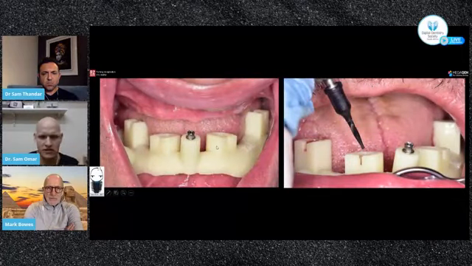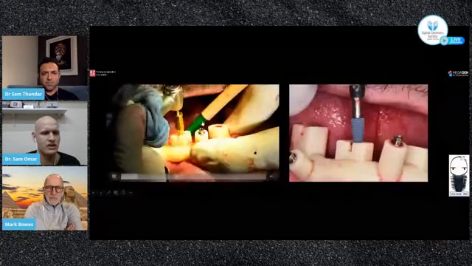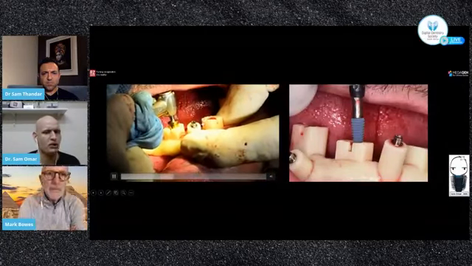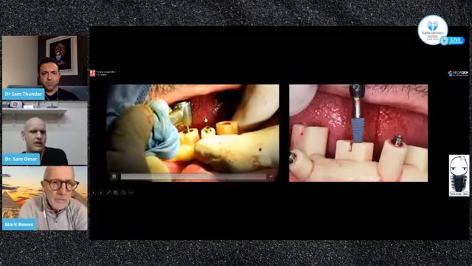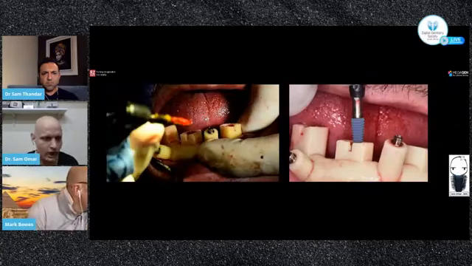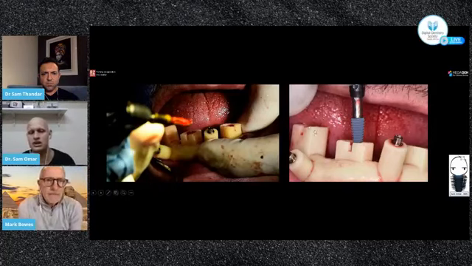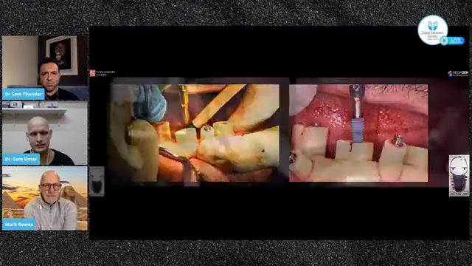We did this. This is obviously a tissue-supported guide. We placed anchor pins to support the guide on top of the tissue. We did the drilling guided, and we used the 50-50 drilling protocol, which means 50 Newton centimeters of torque and 50 RPM. And the implant placement was also done fully guided through the surgical guide.